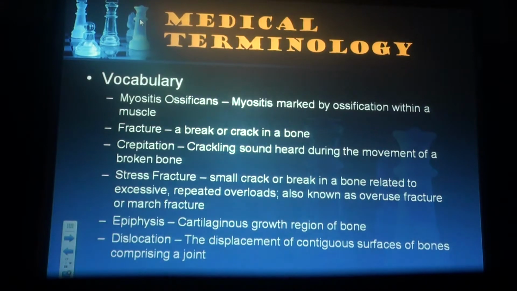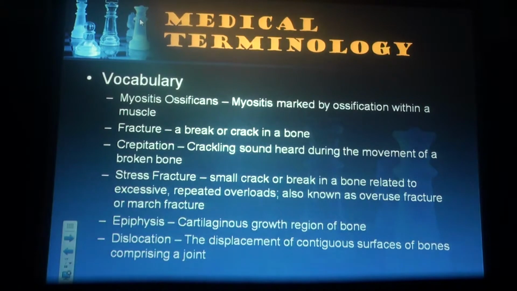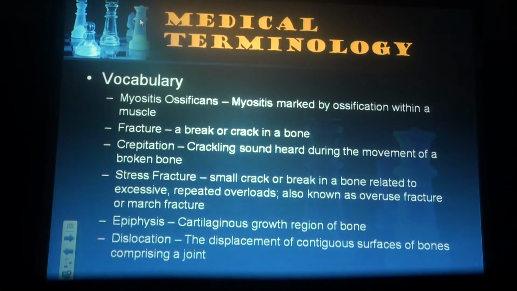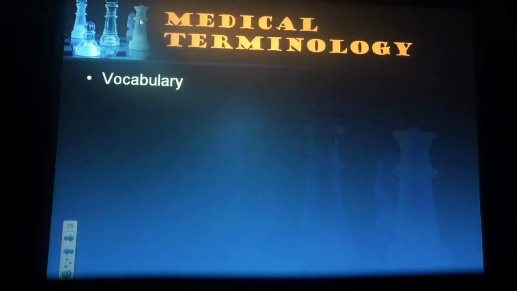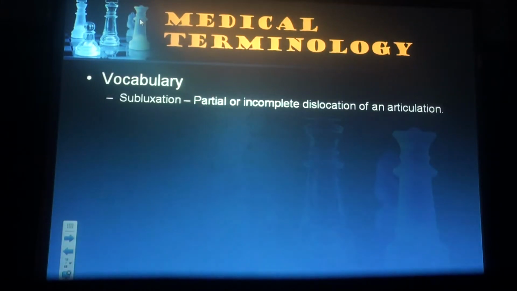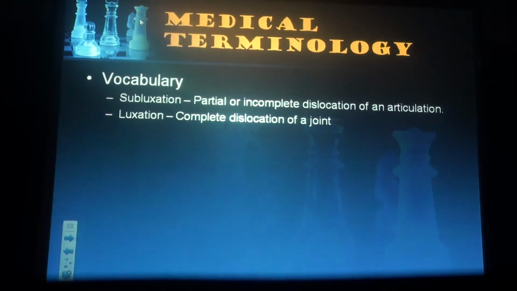Dislocation, the displacement of contiguous surfaces of bones comprising a joint, meaning one of the bones comes out of the joint. Subluxation, partial or incomplete dislocation of an articulation. Meaning it tries to come out of the joint, but it doesn't come out all the way. Next you have luxation. It's a complete dislocation of a joint.